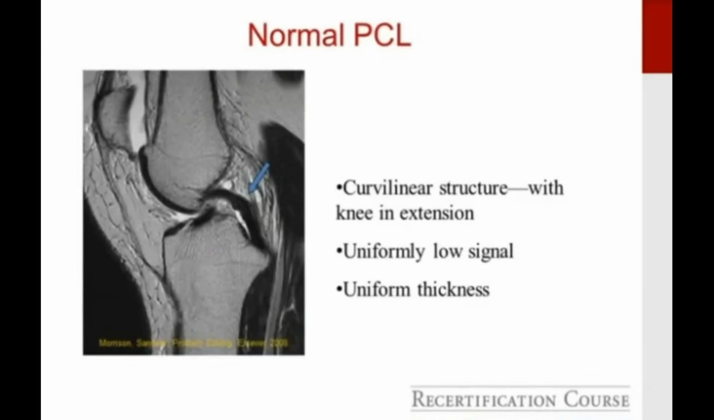Okay, you need to be familiar with the normal appearance of the PCL. When the knee is fully extended at imaging, this is a curvilinear structure which is uniform in thickness and uniform in low signal.